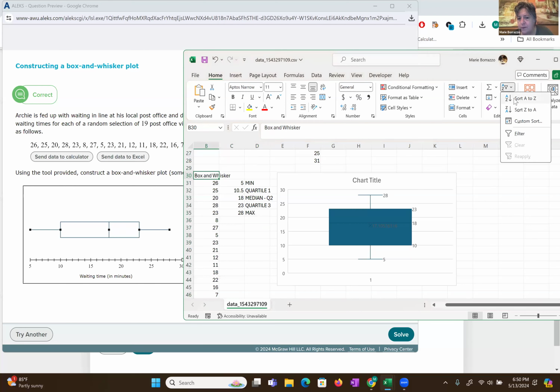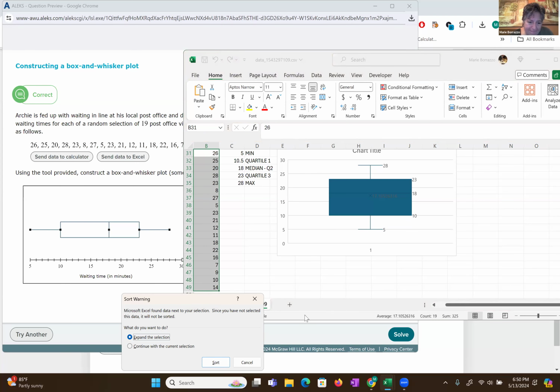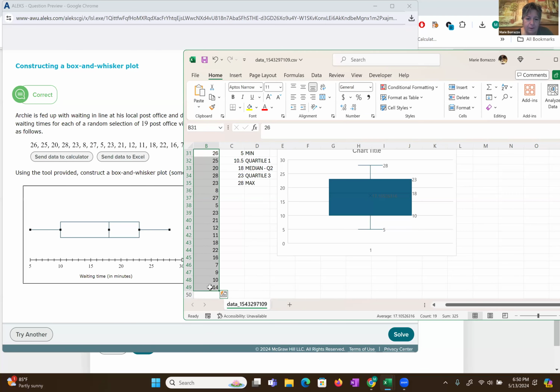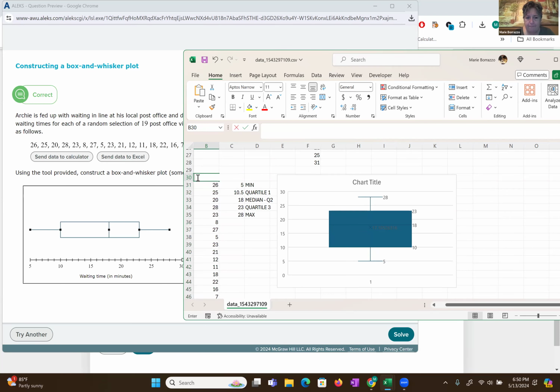It's not sorting. Oh, come on. Work with me here. Okay, so I'm expanding the selection, and probably because I wrote something here. So let me go ahead and delete this here. Oh my God. Okay, let's try to sort now.